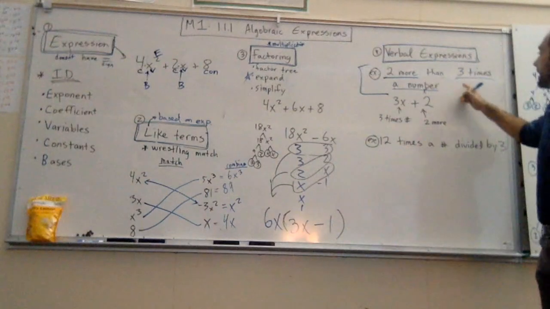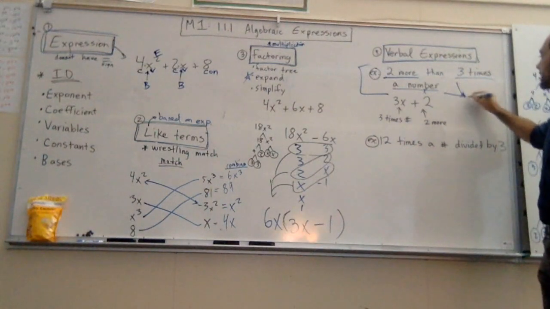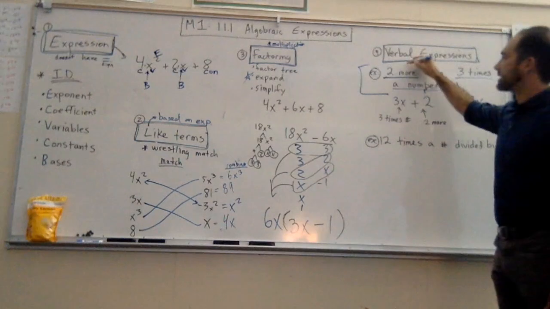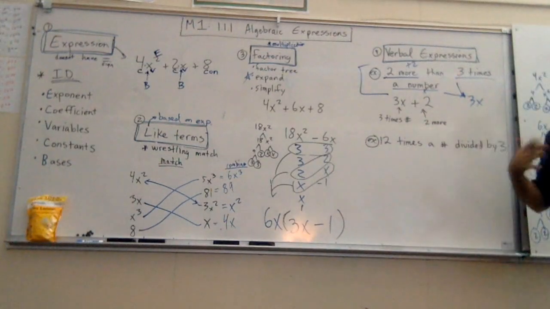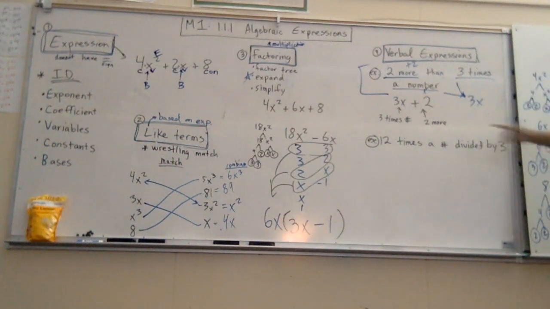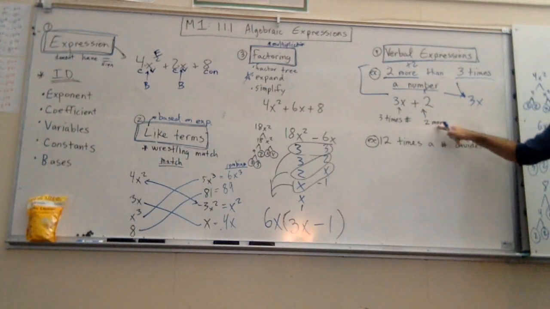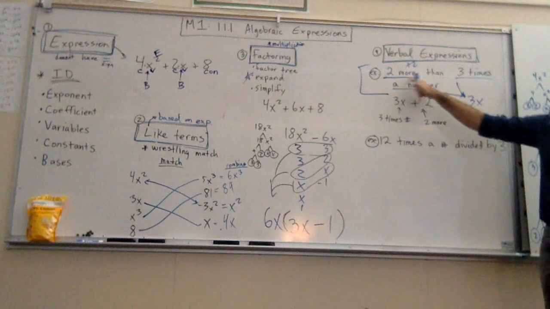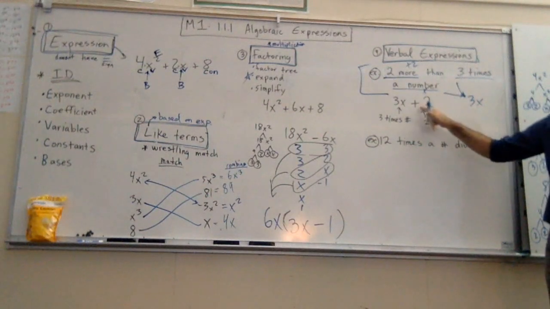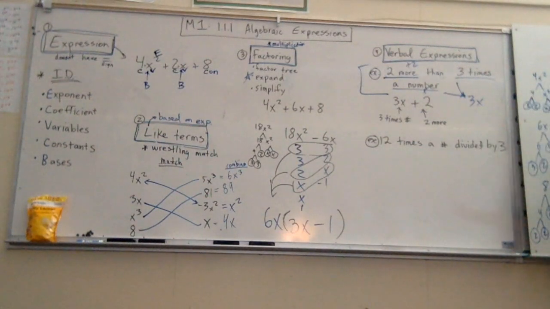So you see that this part here gives us the 3x. 2 more is talking about 2 more than you have. So altogether you see 3 times a number, 3x, 2 more than that, plus 2. 2 more than 3 times a number. You see it? Yeah, let's get some practice.